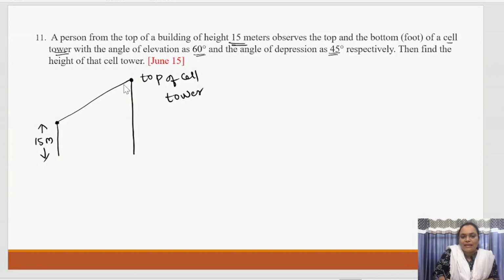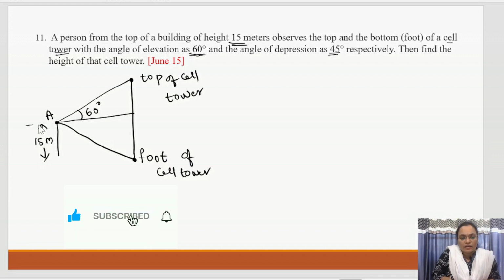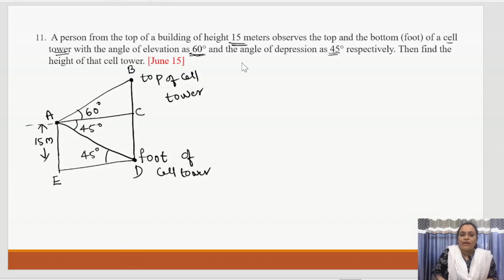From here, he makes an angle of elevation of 60 degrees while looking at the top of the cell tower. From here, he looks at the bottom, the foot of the cell tower. This is the angle of depression he is making, which is 45 degrees. If this is 45 degrees, this will also be 45 degrees. Clear? Find the height of the cell tower. So he needs to find the height of the cell tower.